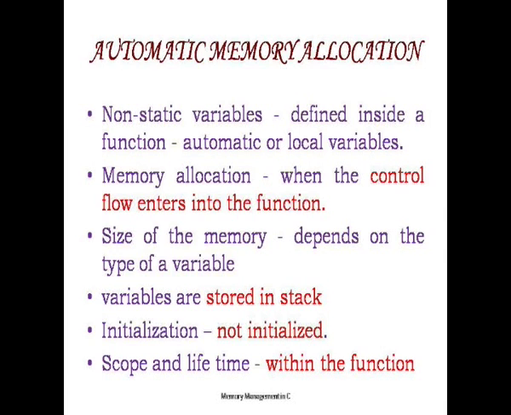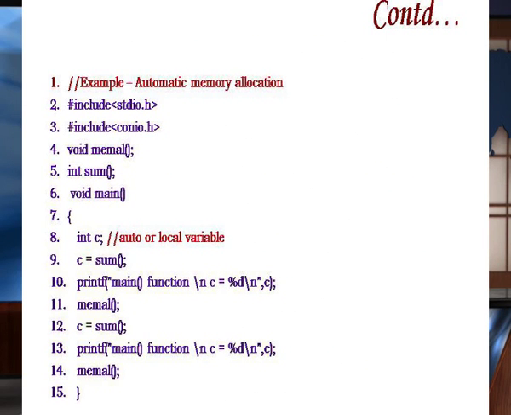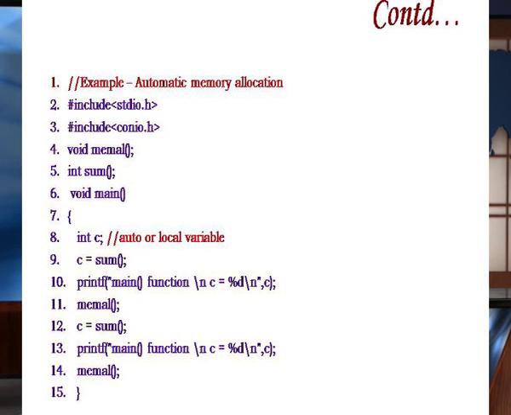The following program shows automatic memory allocation. In this program, it has three functions: the main, sum, and memall. In the main function, a variable c is declared as type int. It is declared within a function, so it is called an automatic variable. The memory for this variable is allocated when the control enters that function.